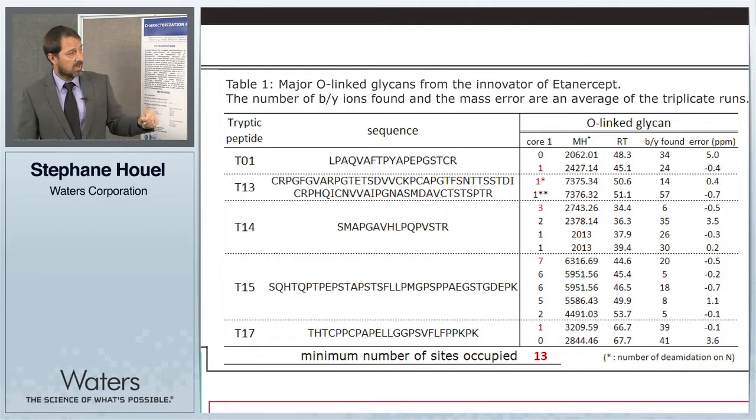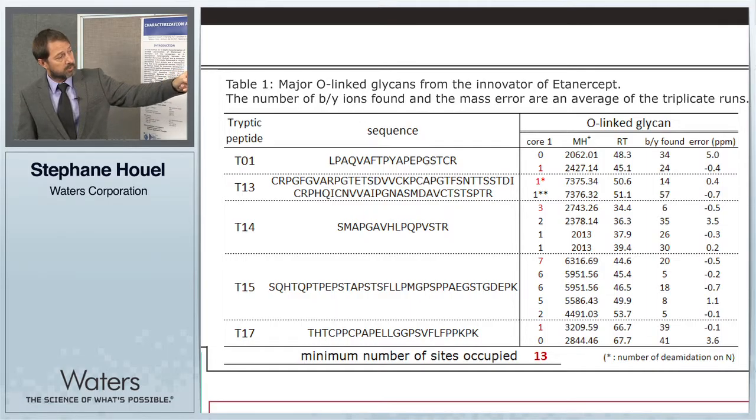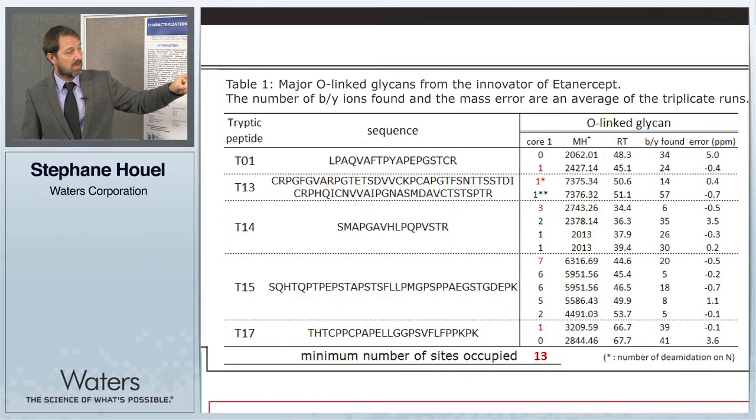So what you can see on table 1 is a minimum of 13 sites that are occupied, and all of those sites are on 5 different peptides: T1, which is a tripeptide, then T13, T14, T15, and T17. And you can see that the peptide T17 has up to 7 O-glycosylation sites. You also have 2 glycoforms with 6 sites on it, and the retention times are 45.4 and 46.5.